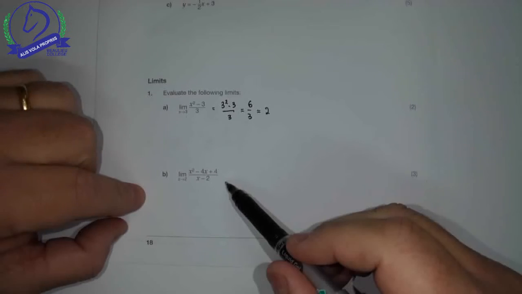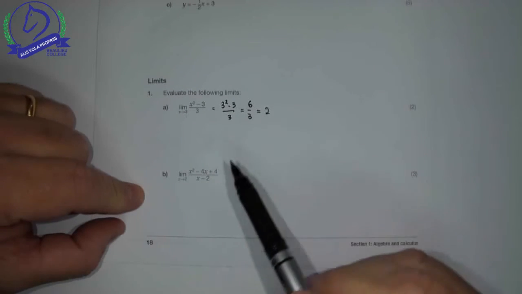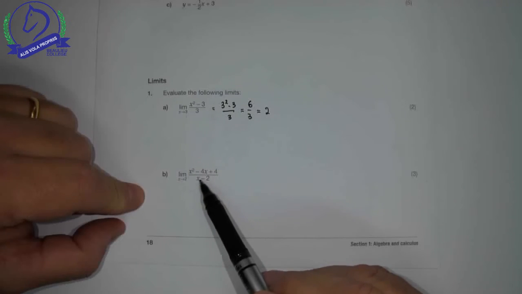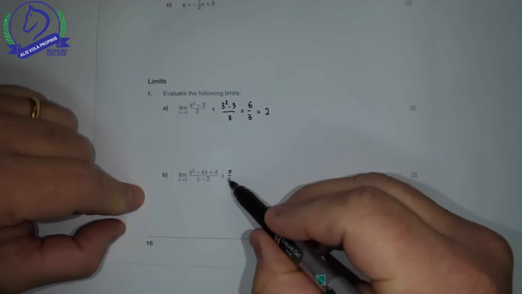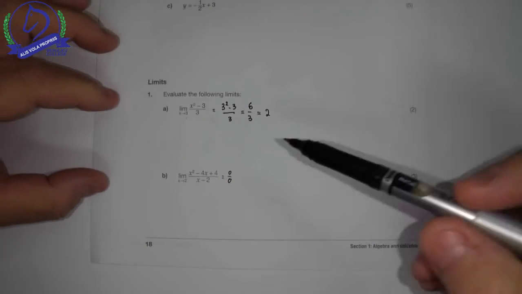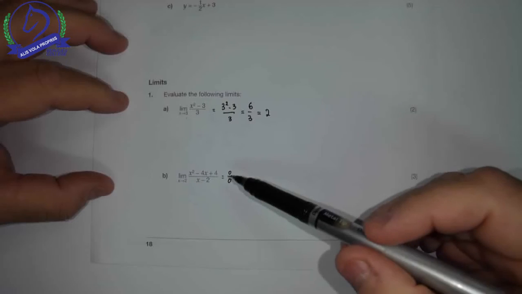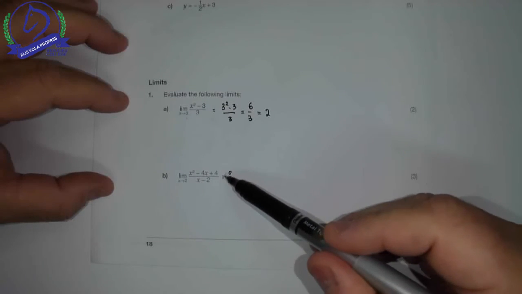In the next question, however, if I was to do the same as I did at the top, if you substitute 2 in this, you're going to end up with a 0 over 0, which is something that has no meaning. So this is one of those cases where I cannot proceed to calculate the limit before I do something. What can I do in this case?